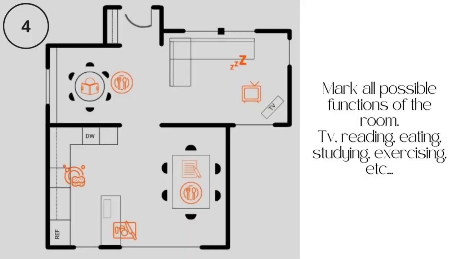The next step is to note the room functions. Mark all possible functions of the room with graphics, like here you have the TV, here you have the reading area, the eating, the studying, the exercising, etc. Adding arrows to represent what direction people will be facing in the room can help identify the placement of the lighting fixtures, for example, sitting at a desk for working or facing towards the television. These extra steps will help you understand the flow of your design and the flow that you need to think about when you are designing the lighting.